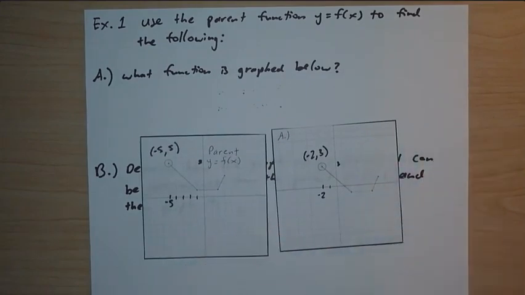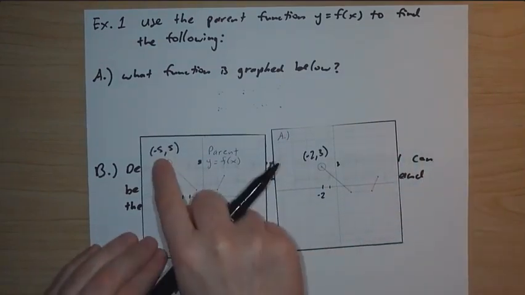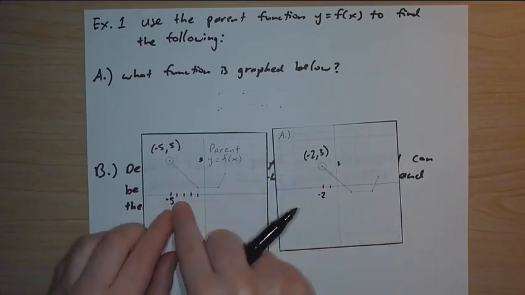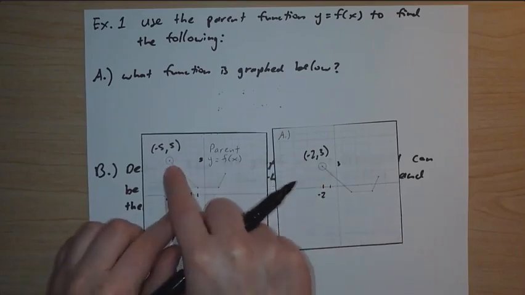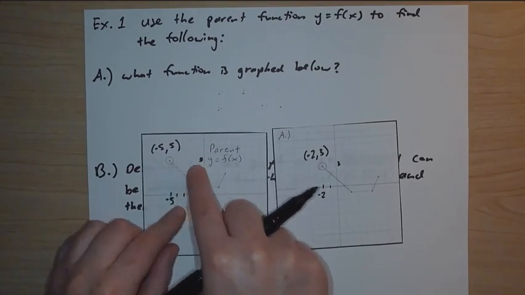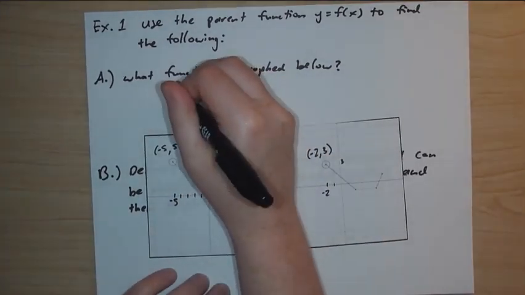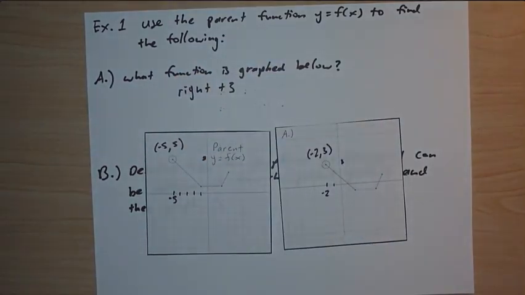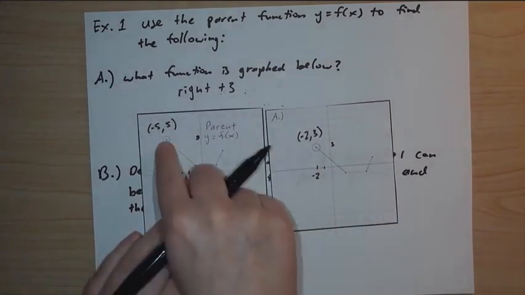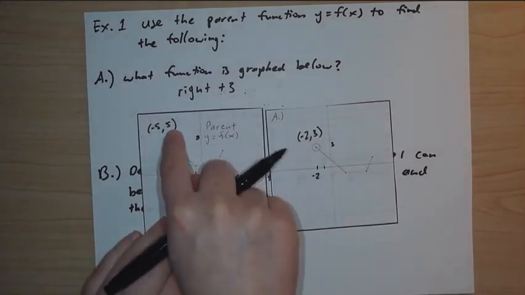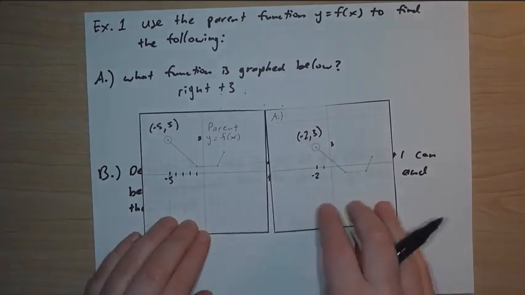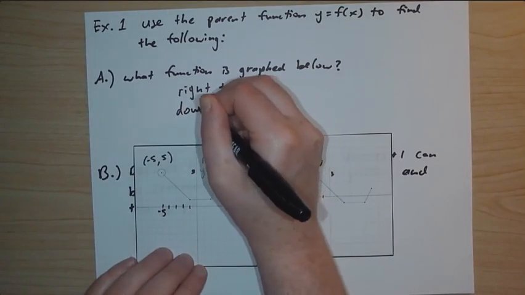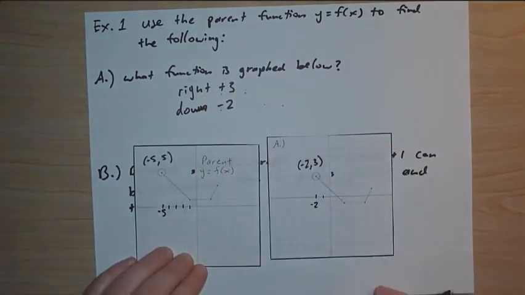So we know that in the horizontal direction, which again is the x-axis point, -5 and -2, it has gone to the right 3 spots. So this point right here has gone over 3 spots. So it's gone right +3. And then vertically we can see that it's gone down. It's gone down from 5 to 3. So it's gone down 2. So it's gone down -2.